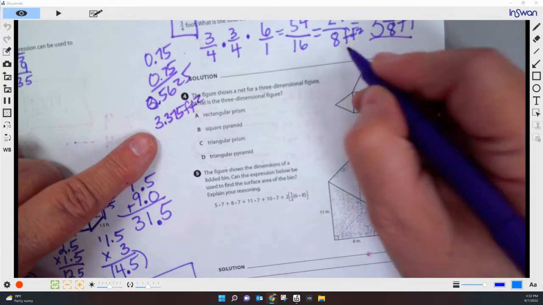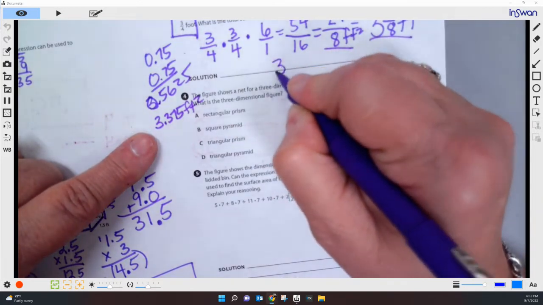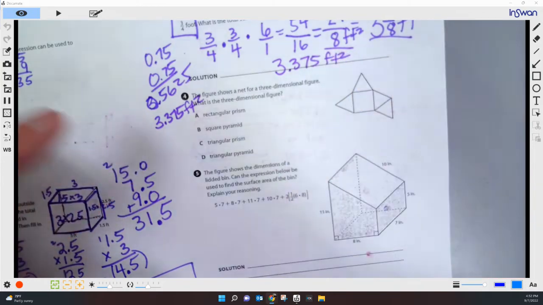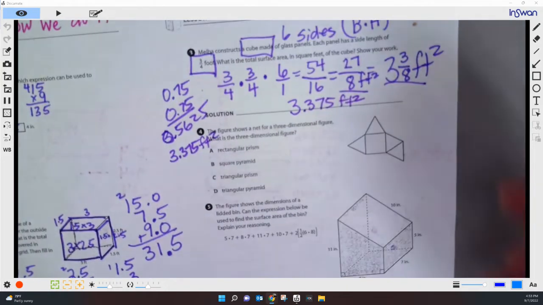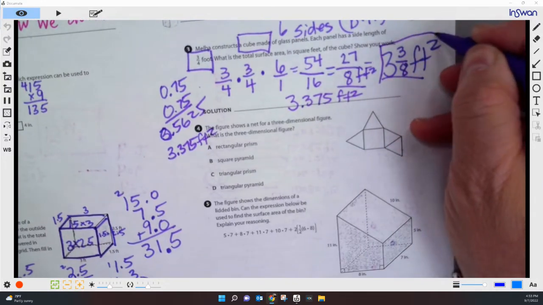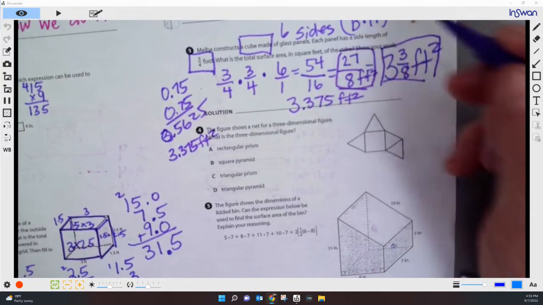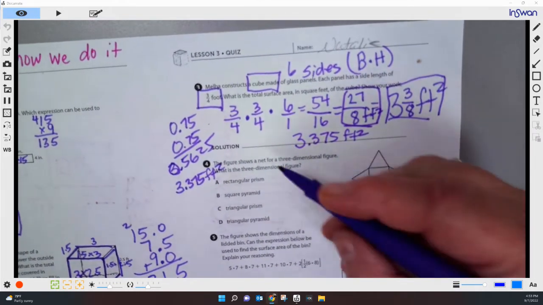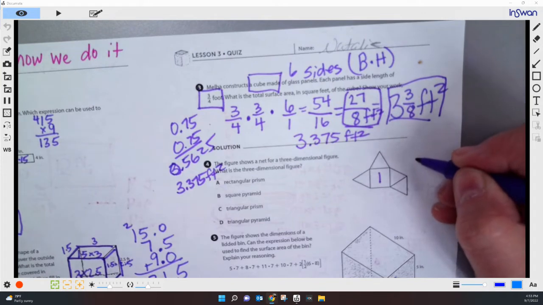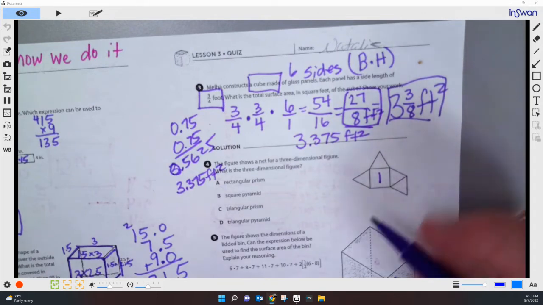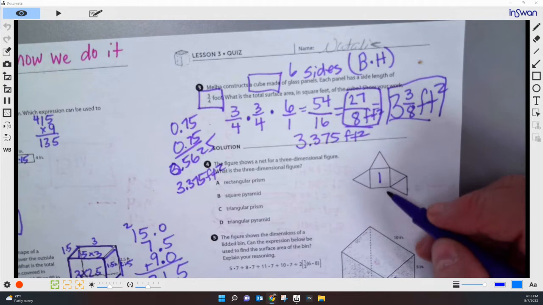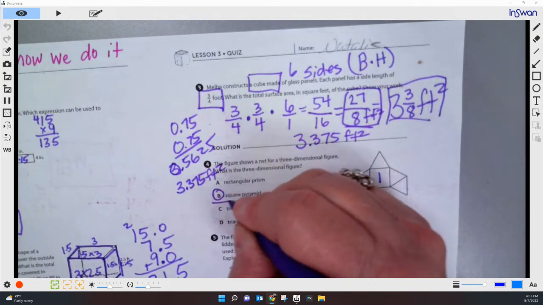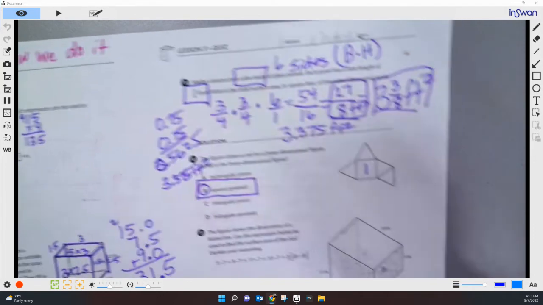So it would be 3.38, 27 over 8, or 3.375 feet squared if you didn't do the operation as fractions. I like the 3 and 3/8, and I like the 27 over 8 feet squared, but all three of those are correct. What is the shape? We have one square and 3 triangles. Those triangles fold up. You have one base, so that's going to be a pyramid shape, and the base is a square, so it is a square pyramid.